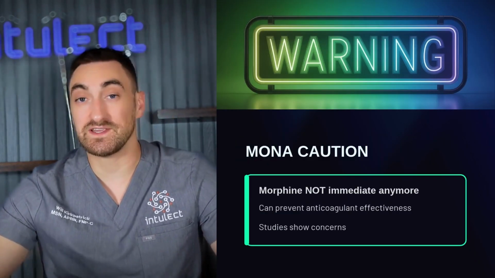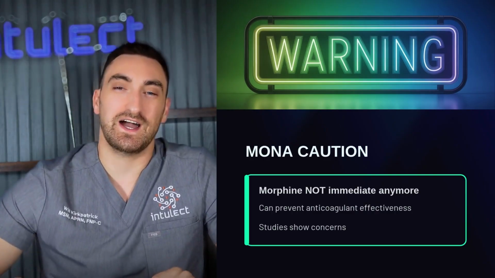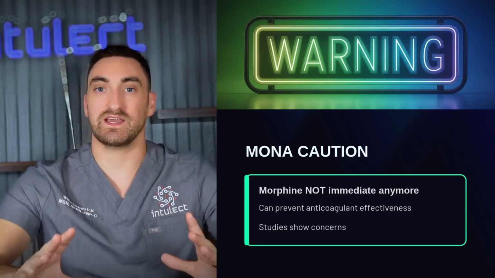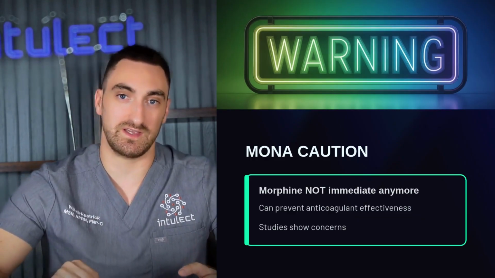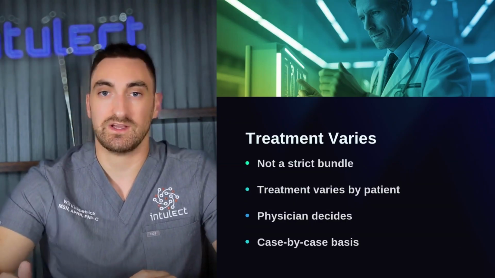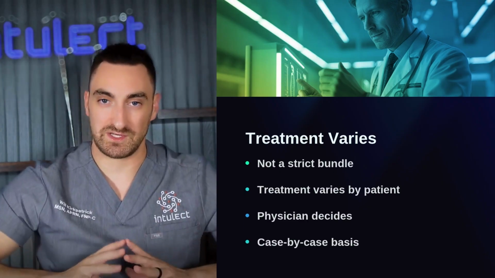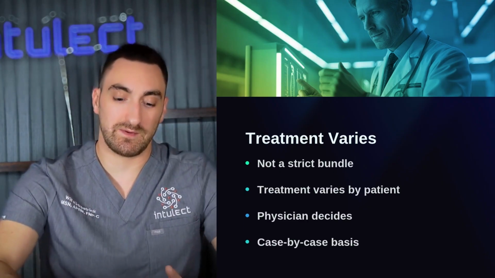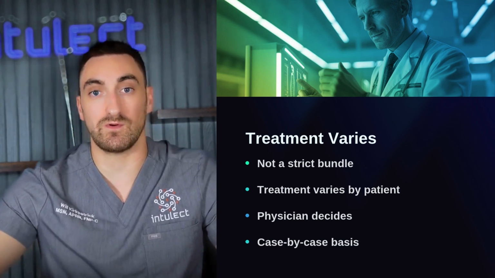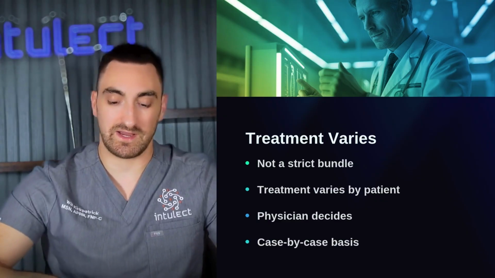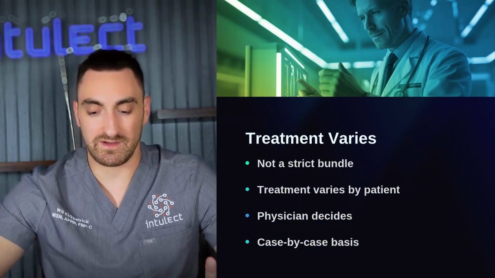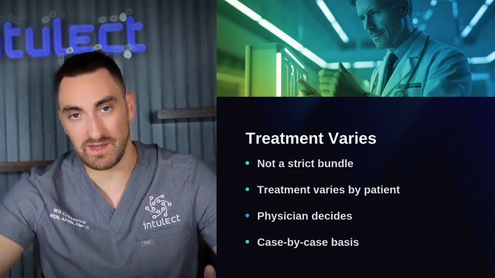Now, recently, not so recently even, a lot of the studies show that morphine is not necessarily an immediate intervention that we want to do because it could actually prevent the effectiveness of anticoagulants, so your aspirin or your antiplatelets. That's not necessarily something we just jump into right away. It is a mnemonic that we will say for educational purposes, but it's not necessarily something that your physician will order right away. It's not like it's a treatment bundle, say. And it all depends, and this will all vary anyways, on what patient you have in front of you.